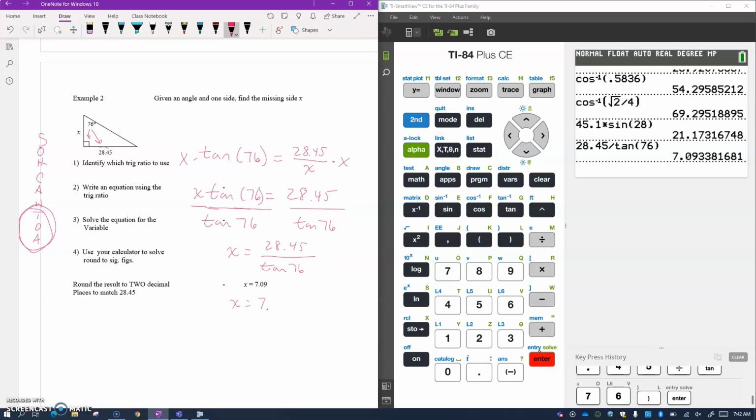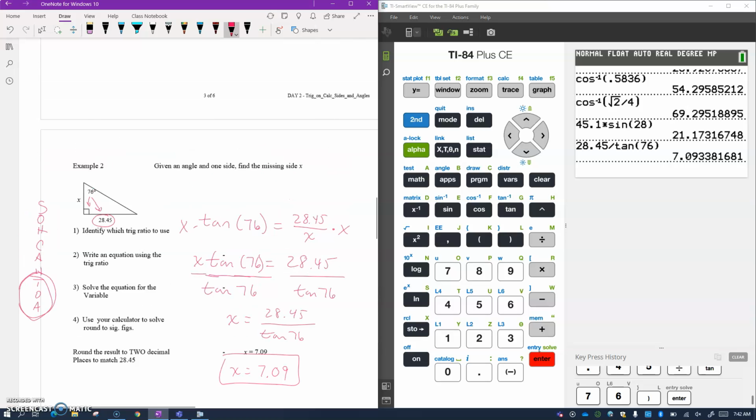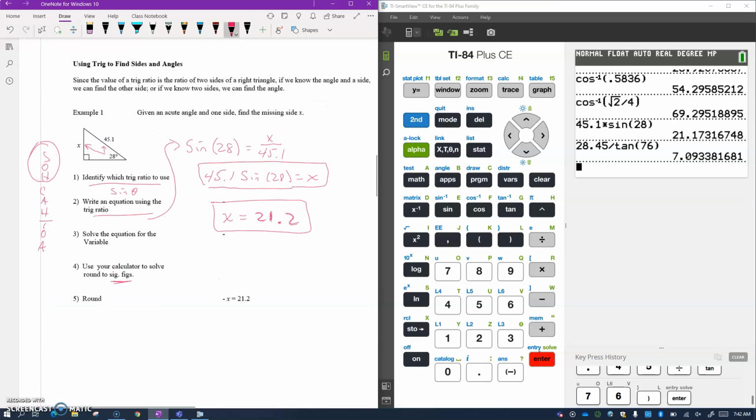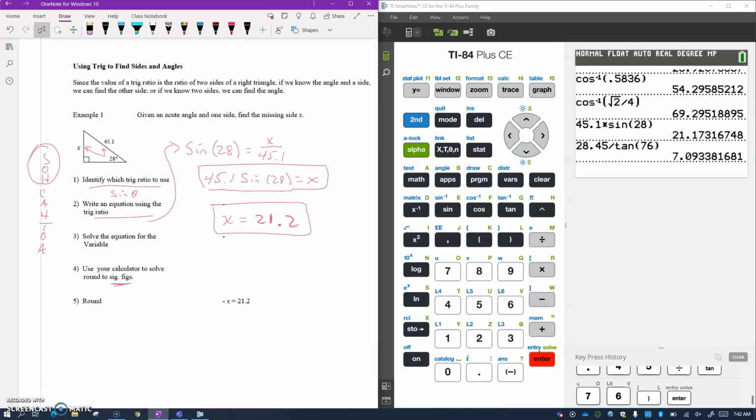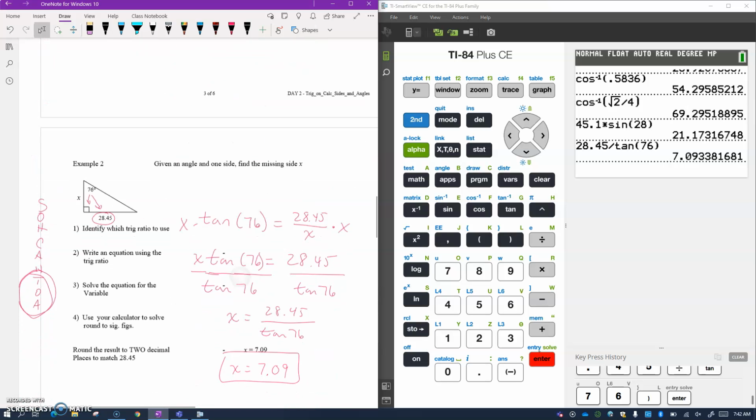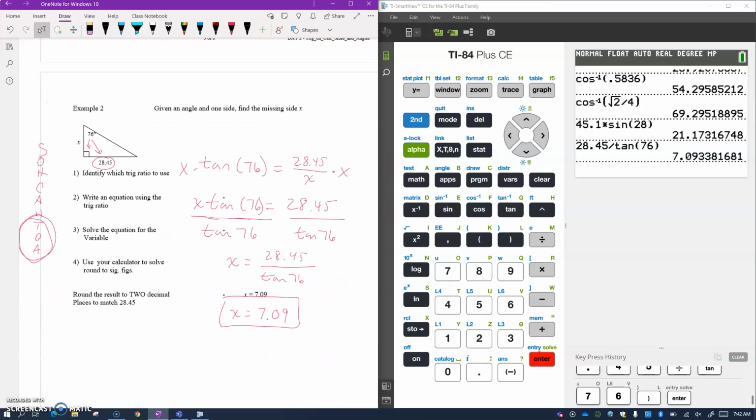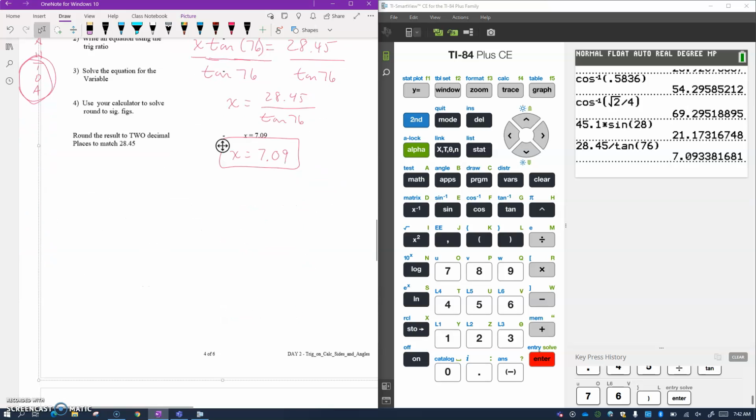Then I look back. My least accurate side is 2 decimal places, so that's what I'm going to use in my answer. So 7.09. All right, so those are the two things that can happen when you're solving for a side. The variable can be in the numerator like the first one, in the top of the fraction. Then we just multiply the bottom over to the other side. Or it can be in the denominator, and when it's in the denominator, we've got to multiply it over to the other side to get it in the top, and then divide whatever's over there with the x to get the x by itself.